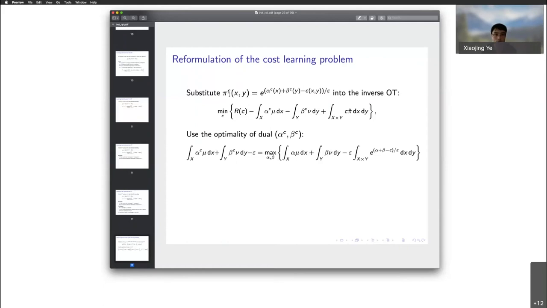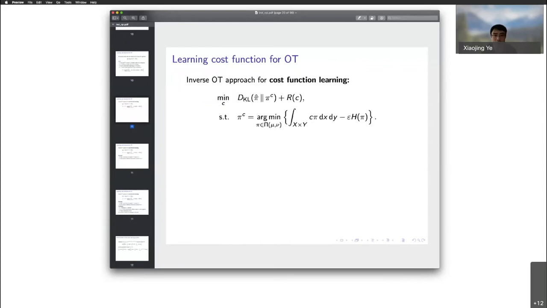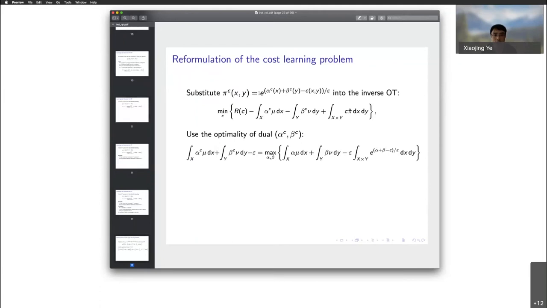And if you can do this, then recall that this KL is given by this. We just need to plug in, because this pi hat is given. This pi c is the exponential of those things, right? Just plug this in, and then you do some simple algebra, and you end up with this. And this is really similar to the dual form. If you ignore this R(C) here, then these two together are actually the dual form, the optimal solution of the dual problem.